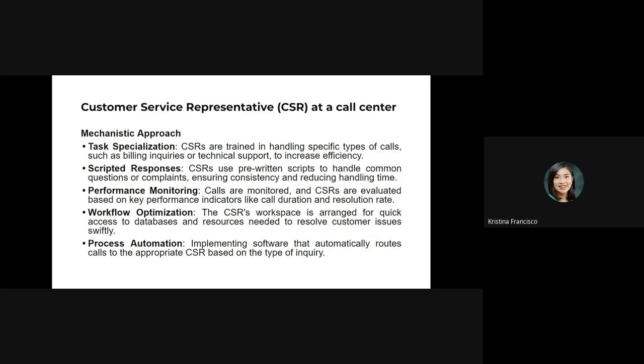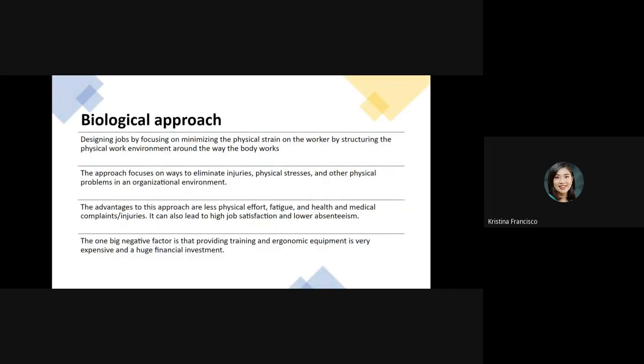Yan, mga examples na yan. Next, we have your biological approach. So biological job design focuses on minimizing the physical strain on the worker by structuring the physical work environment around the way the body works. So again, it focuses on minimizing physical strain. This approach focuses on a way to eliminate injuries, physical stress, and other physical problems in our organizational environment.